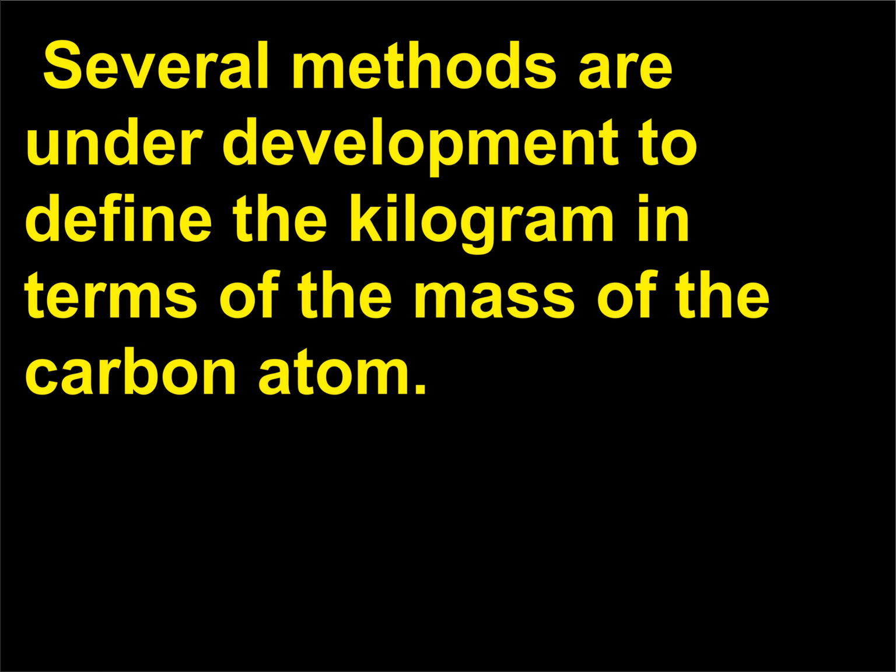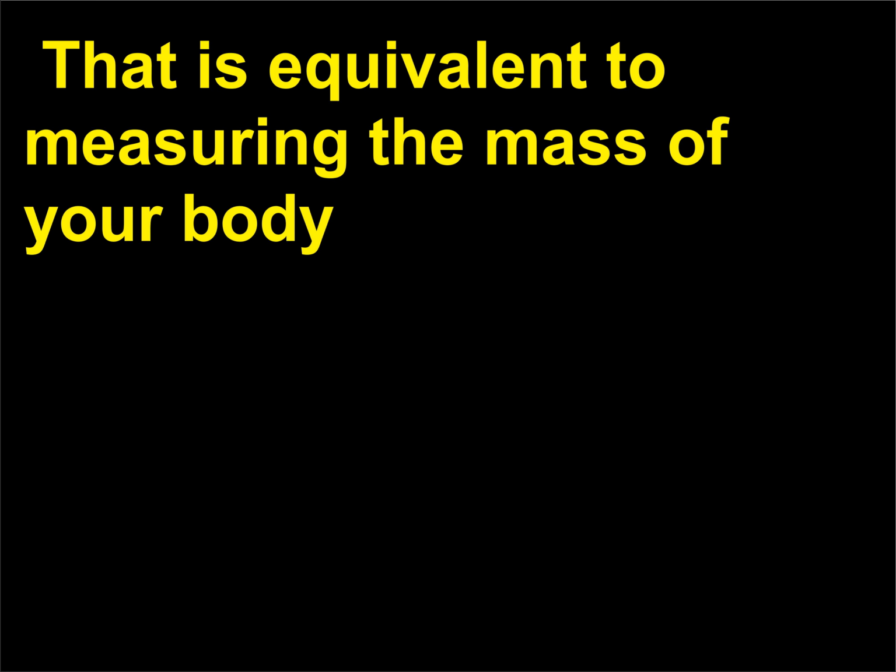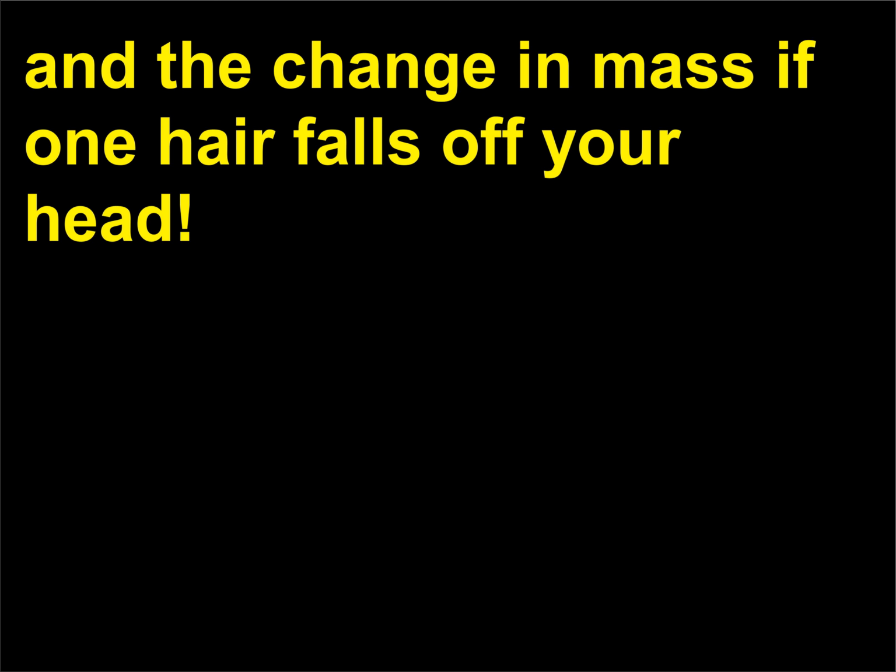Several methods are under development to define the kilogram in terms of the mass of the carbon atom. Currently, one method has a precision of 35 parts per billion. That is equivalent to measuring the mass of your body and the change in mass if one hair falls off your head.